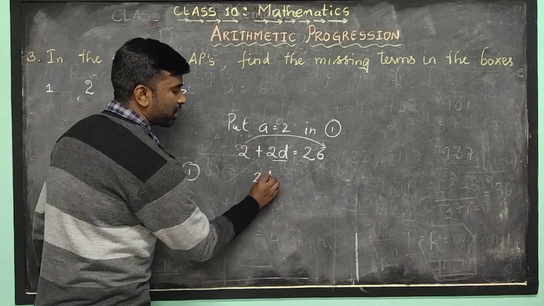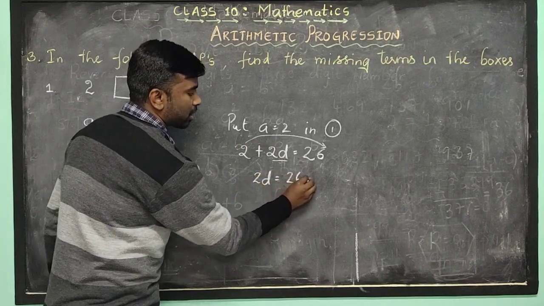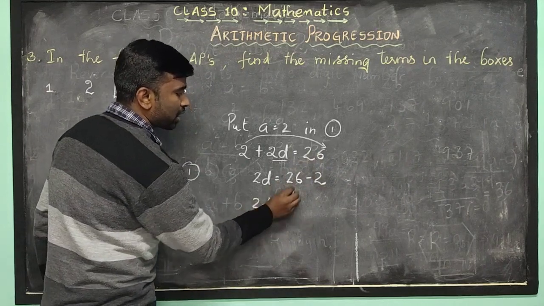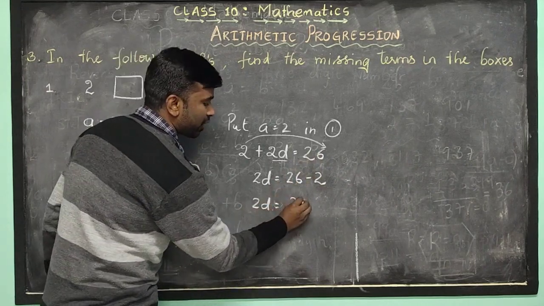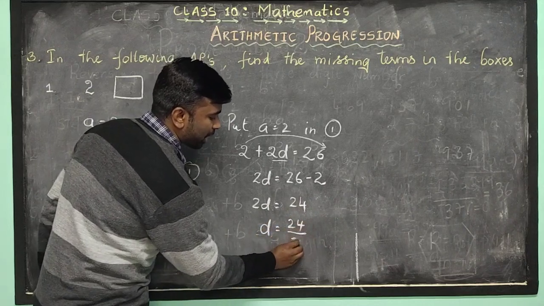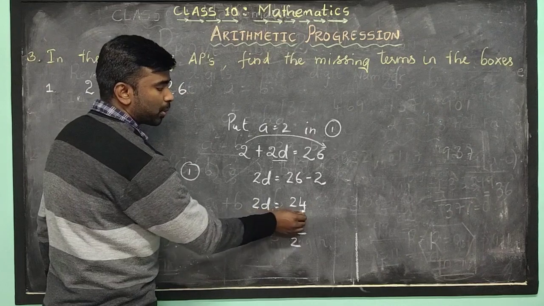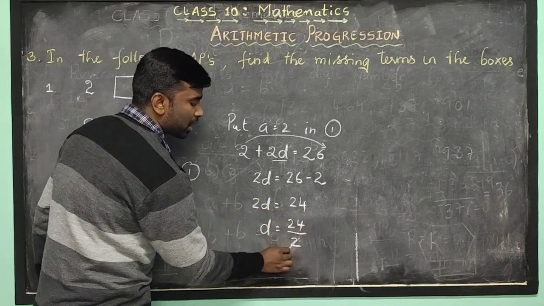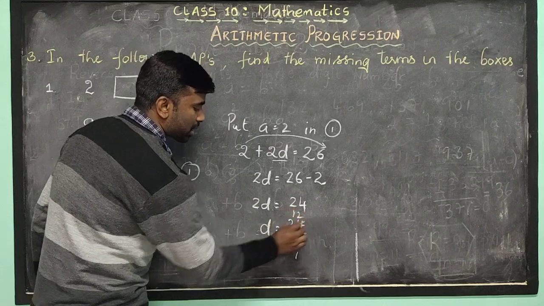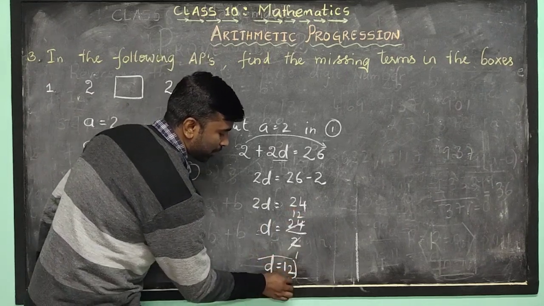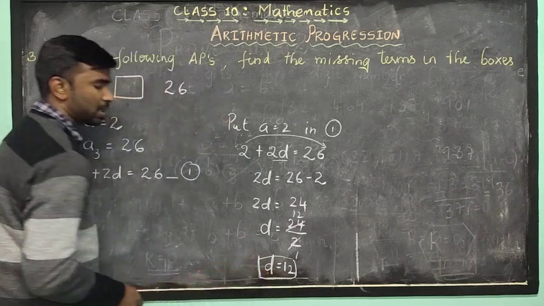Now 2D equals 26 minus 2. 2D equals 26 minus 2 is 24. D equals 24 divided by 2. Divide both sides by 2. 2 and 2 get cancelled. We get 24 by 2. 2 ones are 2, 2 twos are 4, 12. Therefore, D equals 12. So we got D as 12.